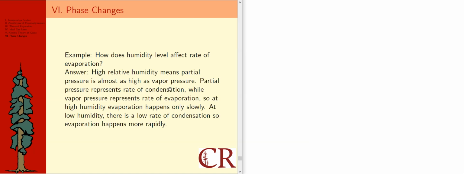It says high relative humidity means partial pressure is almost as high as vapor pressure. Partial pressure represents rate of condensation, while vapor pressure represents rate of evaporation. So at high humidity, evaporation happens only slowly. At low humidity, there is a low rate of condensation, so evaporation happens much more rapidly.